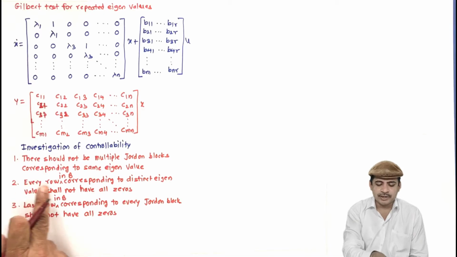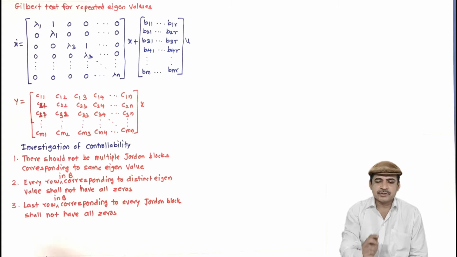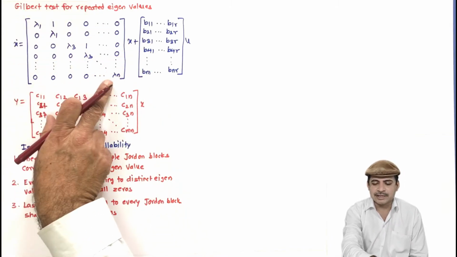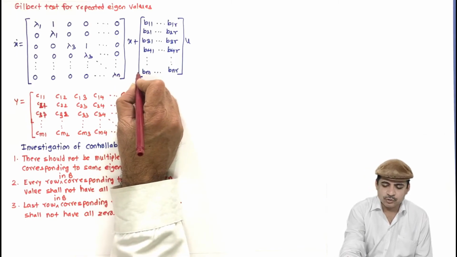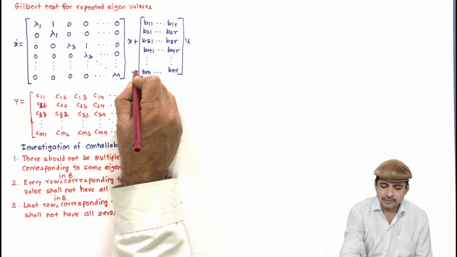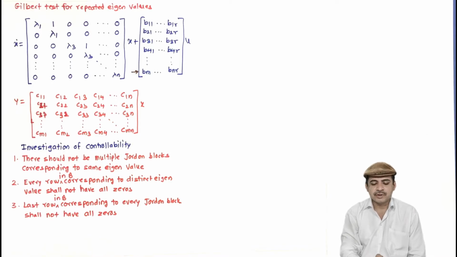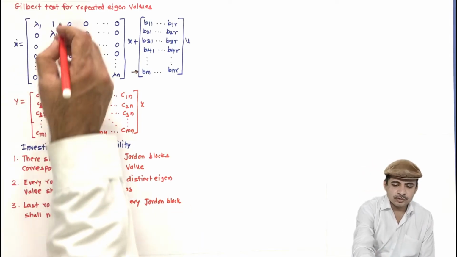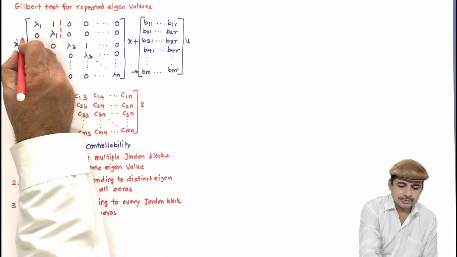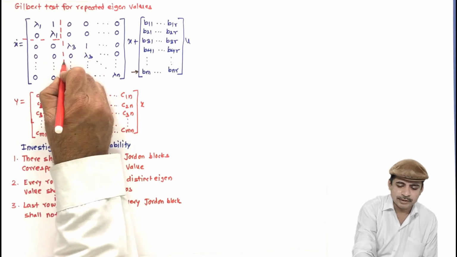Condition number 2, every row in matrix B corresponding to distinct eigenvalue shall not have all zeros. Means let us consider here in this case we have this lambda n as a distinct value. Then corresponding to lambda n there is row, this one. This row shall not have all zeros. And third says that last row in B corresponding to every Jordan block. So here we have two Jordan blocks. So Jordan block number 1 is this one, and Jordan block number 2 also I have located.